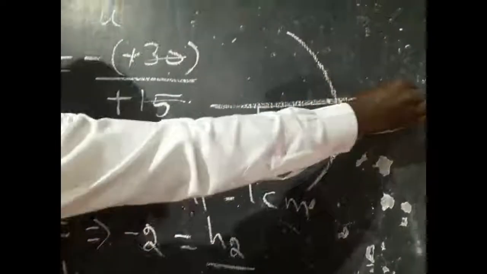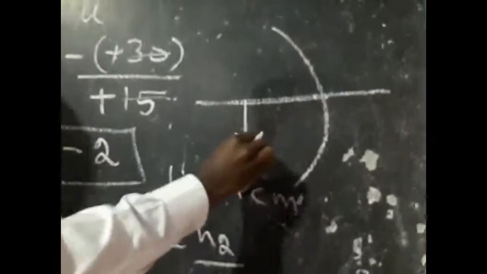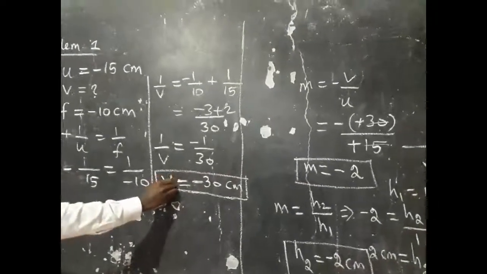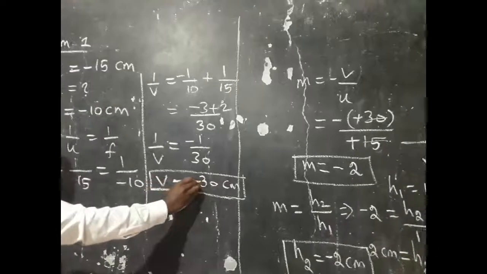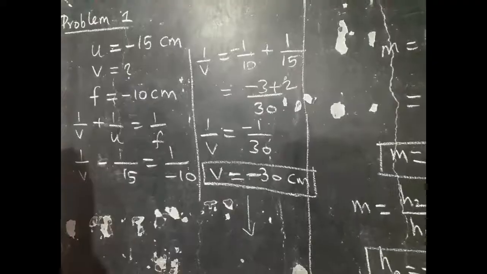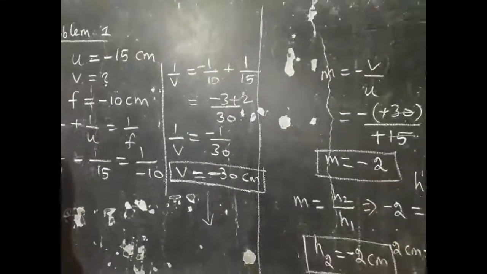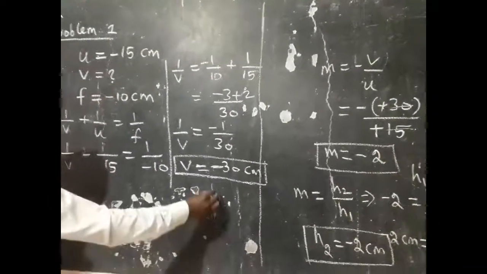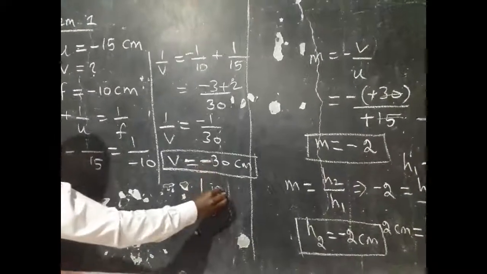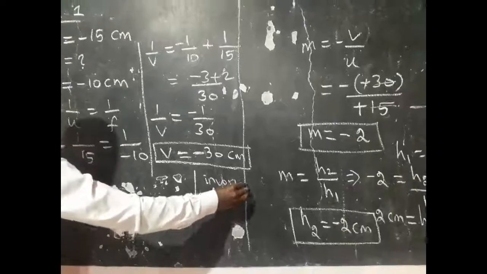This is the principal axis, below the principal axis, and here the image distance also, this is the image distance of the image, that is also minus. So in that position, the image in front of the mirror is real and inverted. This is a real image and inverted. So that is the nature of the image.